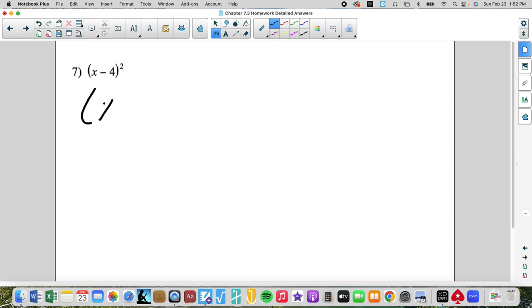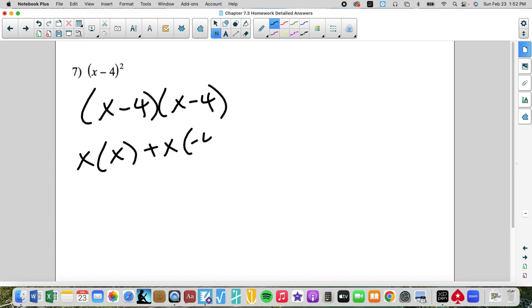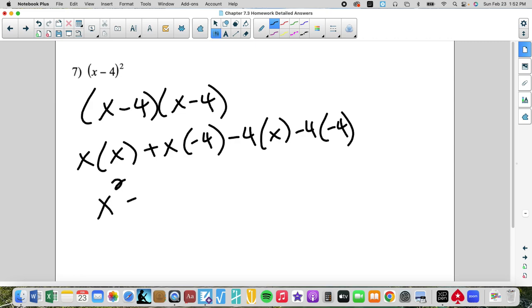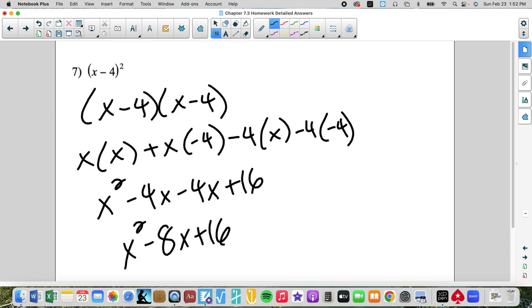All right, x minus 4, x minus 4. Have I already done this? x times x plus x times negative 4 minus 4 times x minus 4 times negative 4. I kind of think I've done this. Maybe I did this as my practice one. x squared minus 8x plus 16.